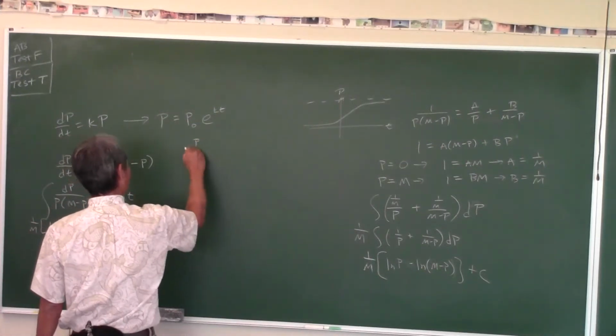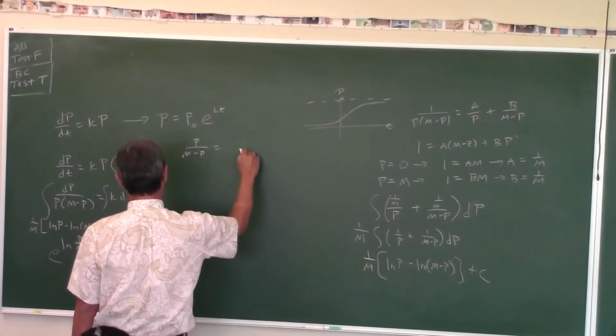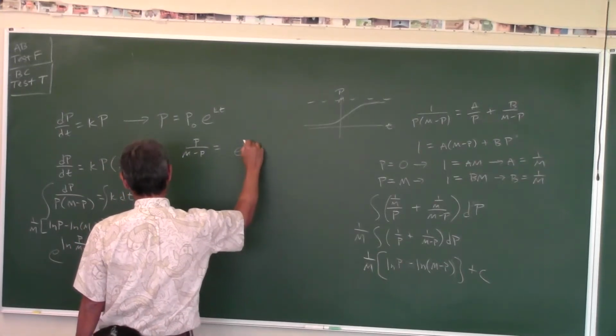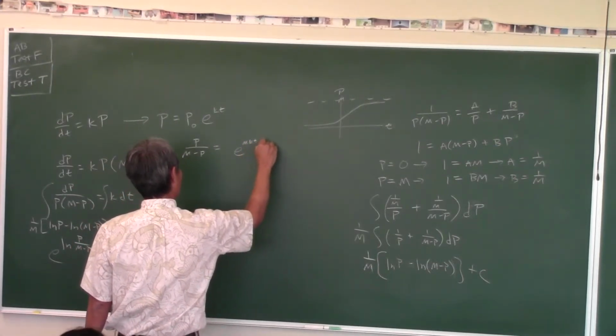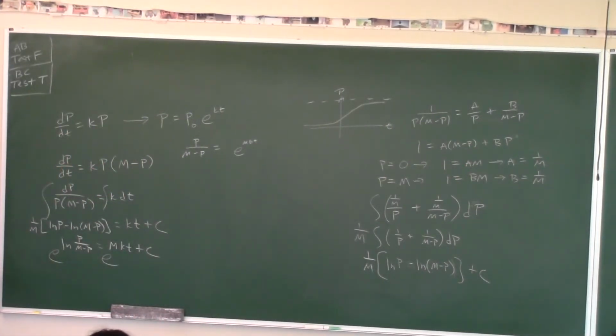So you've got P over M minus P. The blood pressure is just going way sky high now. Okay, now here. We did this the last time.